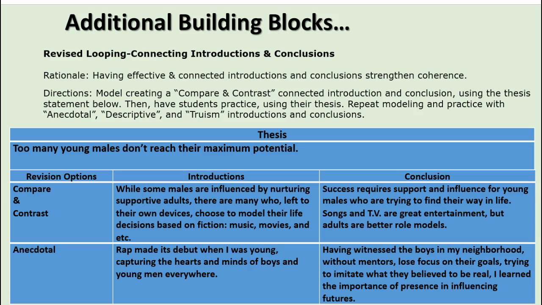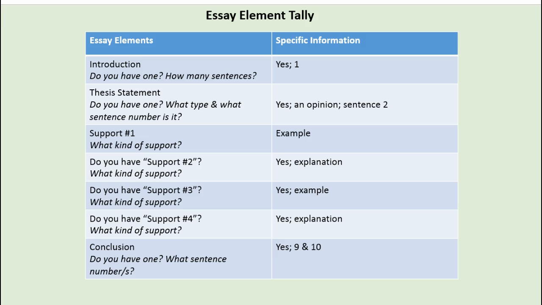Now, let's look at students analyzing their essays to determine whether or not they included the specific elements needed for STAAR writing. This next step includes using a tally system like the chart that you see here. Students would identify whether or not they included introduction, thesis statement, support, and conclusion. In addition to saying yes or no they did or did not, they would need to provide specific information that identifies the element that they're being asked if they provide it.